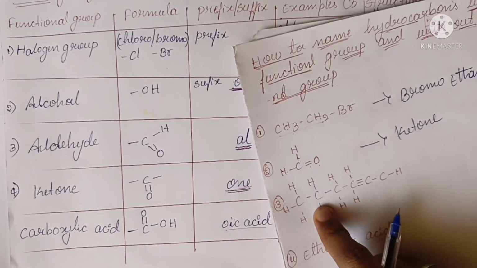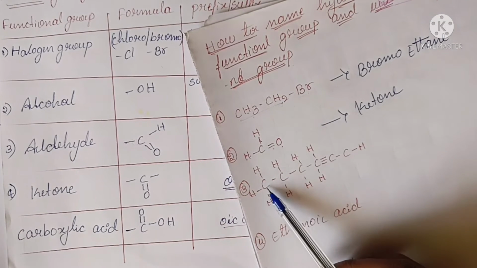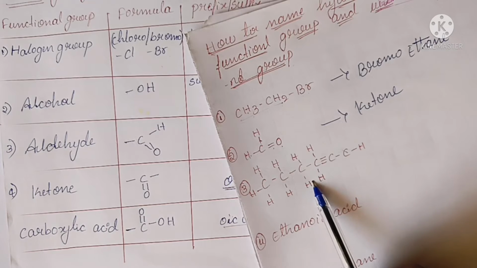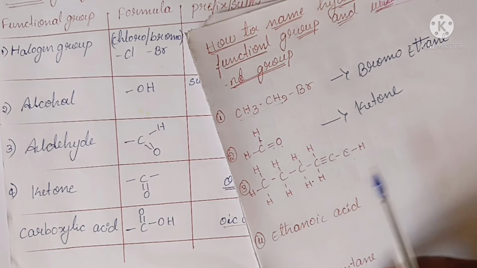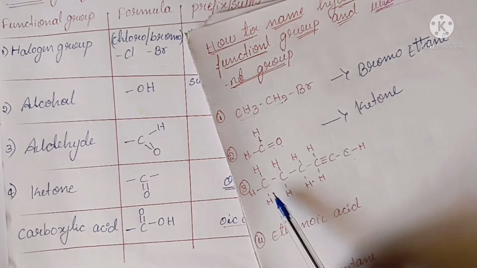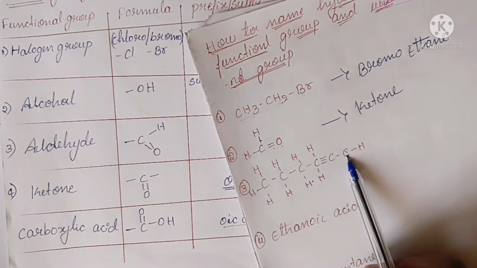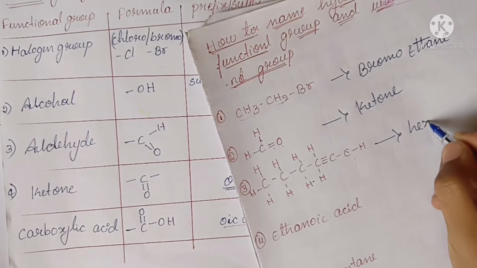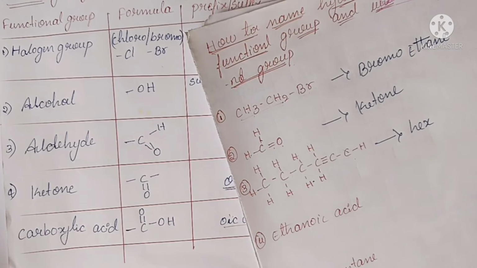And come for the next one, this one. See what happened here, how to name this hydrocarbon. See, there is no functional group here, but there is a long chain. Just have a look how many carbons there are. You have to identify first. That is 1 2 3 4 5 6 carbons. So you should think in your mind that is "hex". Hex means 6.